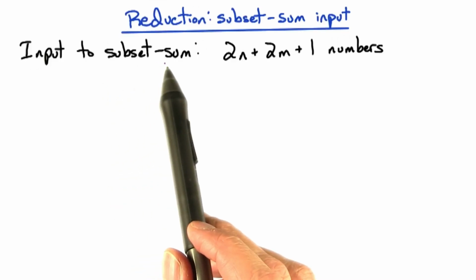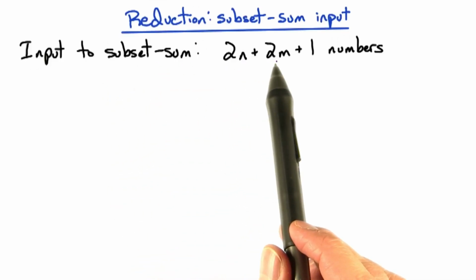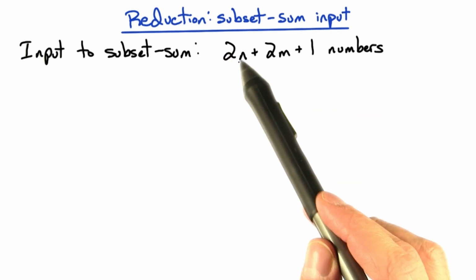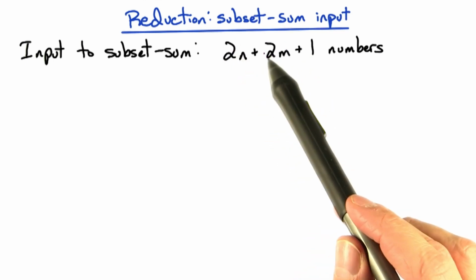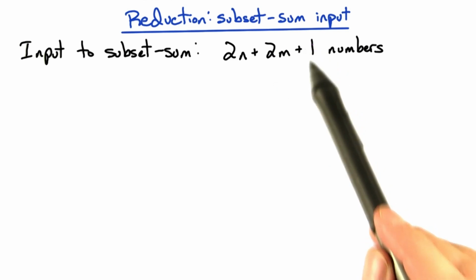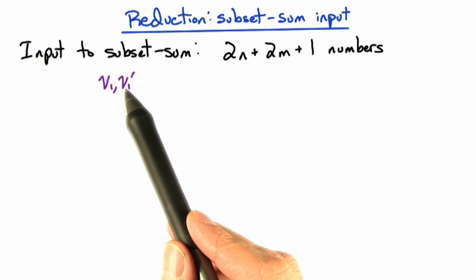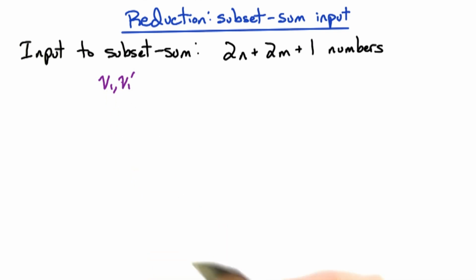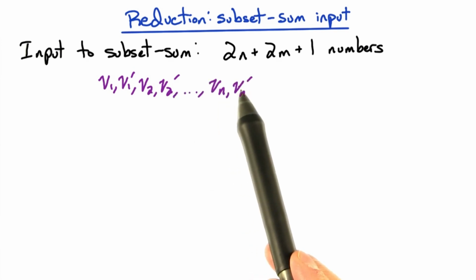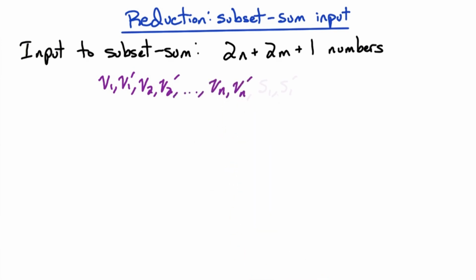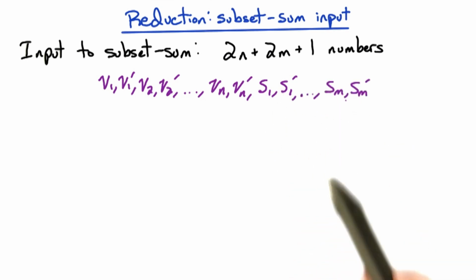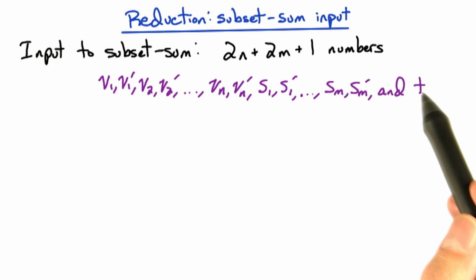The input to the subset sum problem will consist of 2n plus 2m plus 1 numbers. There are n variables and 2n literals, so we'll have a number for each literal. There are m clauses, so we'll have 2 numbers for each clause. And then we'll have one additional number, which is our desired sum. We'll have v1 and v1 prime corresponding to x1 and x1 bar, v2 and v2 prime for x2 and x2 bar, and vn and vn prime for xn and xn bar. We'll have these 2 additional numbers for the first clause, and so on for the m clauses. And finally, we'll have the desired sum.